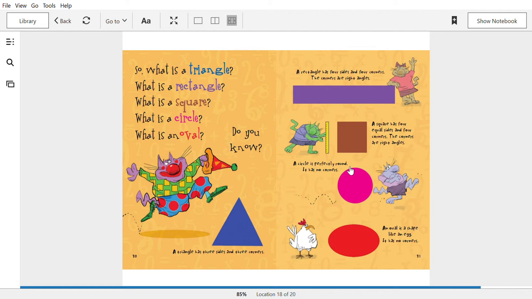A circle is perfectly round. It has no corners. An oval is shaped like an egg. It has no corners.